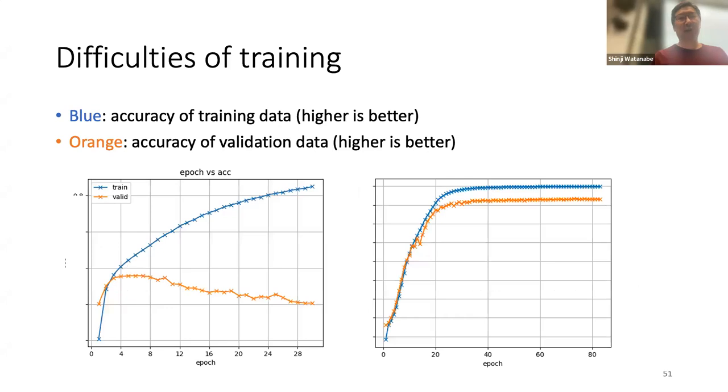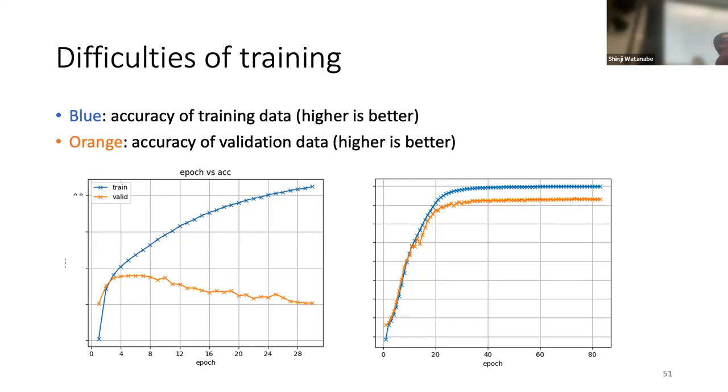And then this is actually the second quiz. This side shows the training accuracy, higher is better. This one is validation accuracy, higher is better. And this one, again, the training accuracy and the validation accuracy, higher is better. And then the question is, which one is better in terms of the training behavior? That's a short quiz. The answer is, of course, the right side is better, right? Same scale.